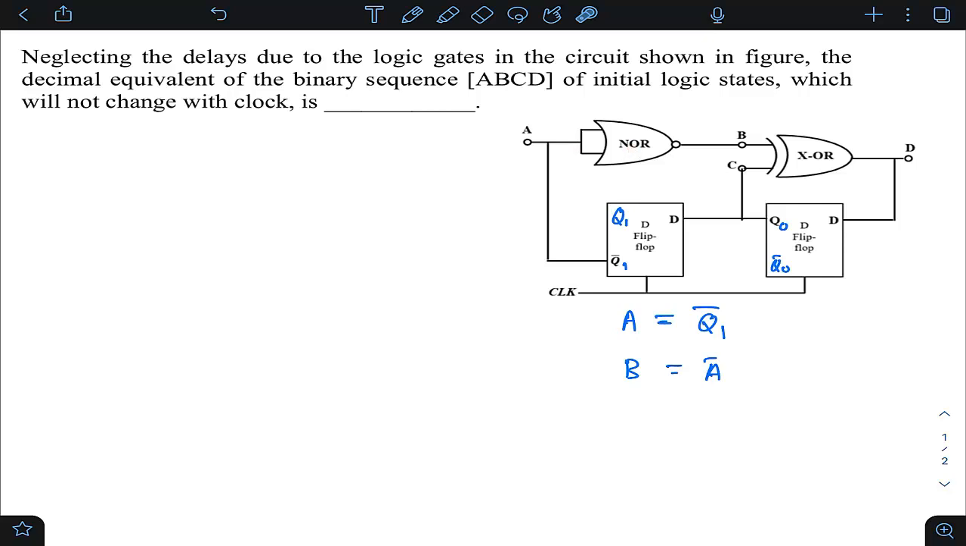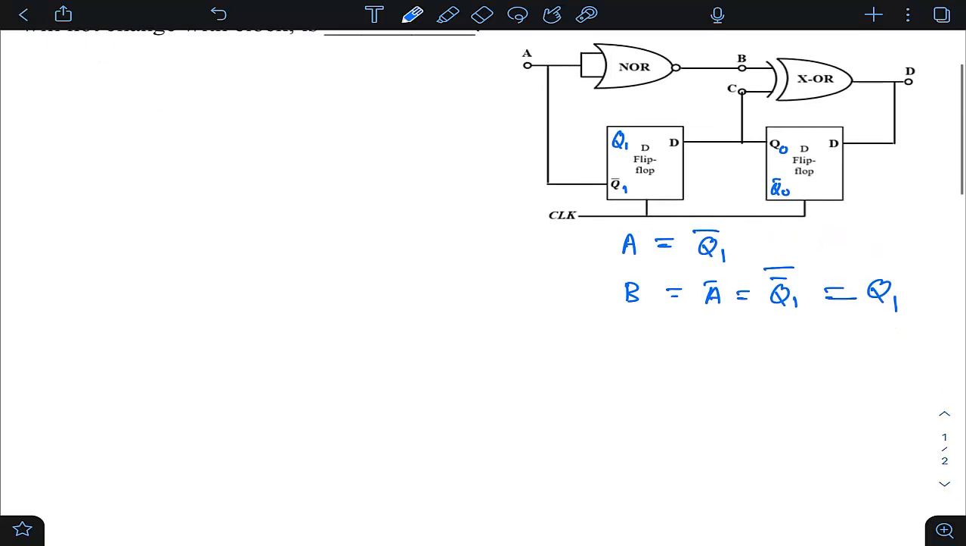So the input is A, then this output is A bar. But what is A? We already got it: A is nothing but your Q1 bar. So Q1 bar is A, and again bar, so this is equivalent to Q1. In the same logic, what is C? C, if you see, is connected to Q naught.